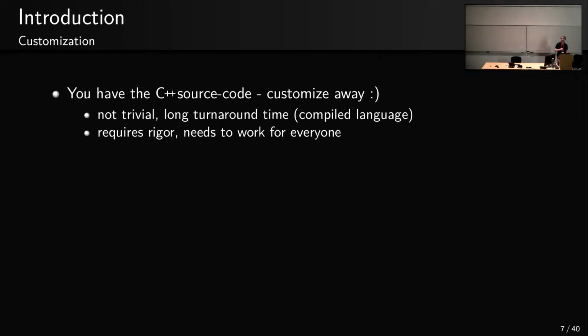And of course, Ardour is free software. You have the C++ source code, so you can go ahead and customize away. But then again, that's not really trivial to do. Recompiling has a long turnaround time. On some machines, it takes even up to 10 to 15 minutes to compile Ardour from source. And when you add a new feature in C++ to Ardour, rigor is required, and it needs to work for everyone. If you ever develop software by yourself, you find it's super easy to make something that works for yourself, and then you try to get someone else to use it, and it breaks apart, and it takes a lot more work to get something that works reliably, and then you can distribute.